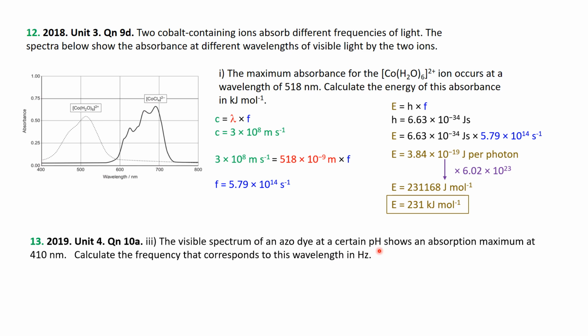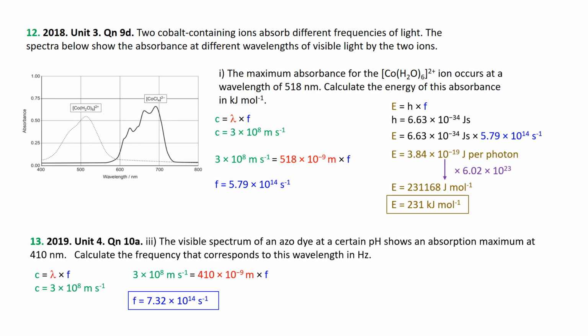Visible spectrum of an azo dye at a certain pH shows an absorption maximum at 410 nanometers. Calculate the frequency. Are you observing a pattern here in the kind of questions they're asking? c equals lambda times f. Again, pop it in, change nano to 10 to the minus 9. And we get the frequency 7.32 times 10 to the 14 per second. It's always useful to get a feel for the appropriate size of your answers. Frequency, when we're talking about all of these things, is going to be 10 to the 13, 10 to the 14, 10 to the 15. If you don't get a big number like this, you've done something wrong.